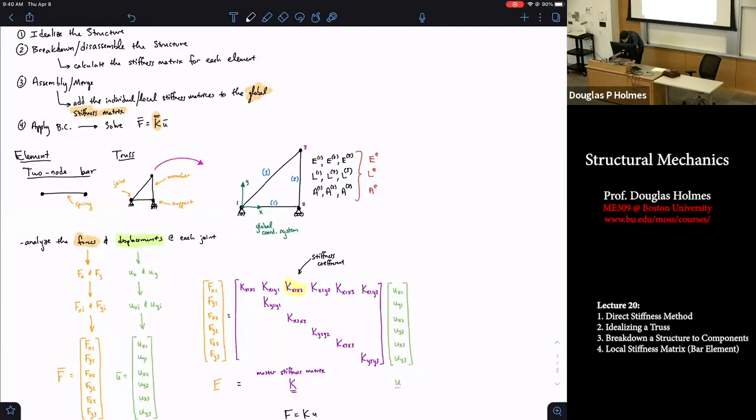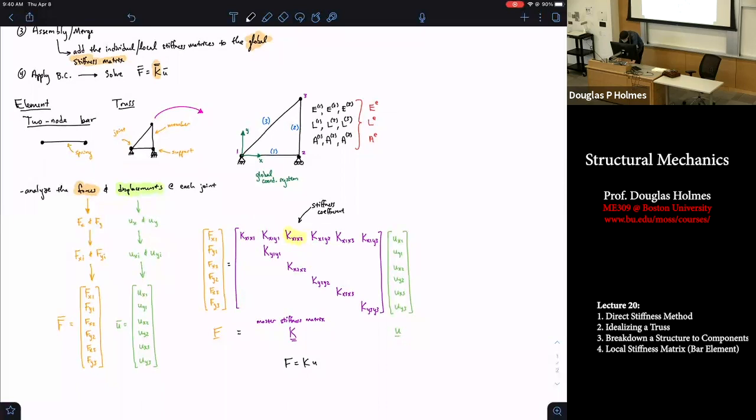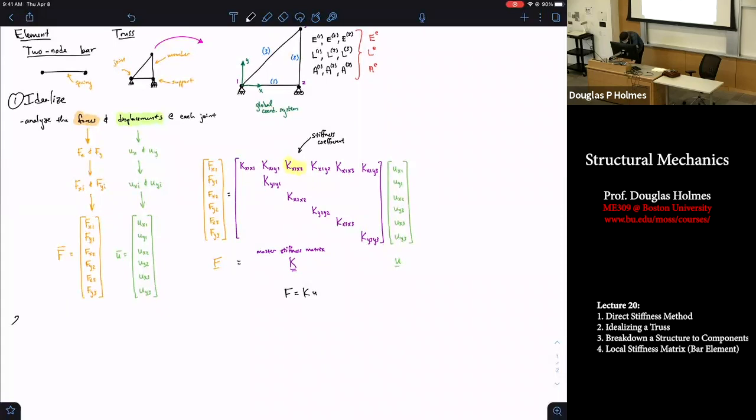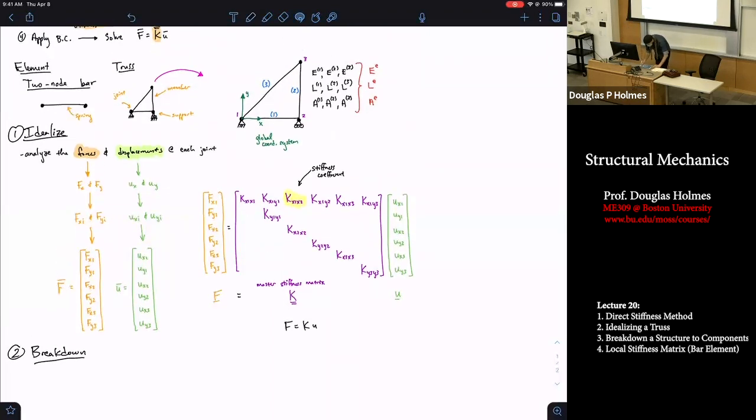I should have written up here that we were. Okay. Now that we've idealized our truss as something that we can identify as particular degrees of freedom, forces, displacements, stiffness components, now what we'd like to do is take it, let's see if I can grab it over here.